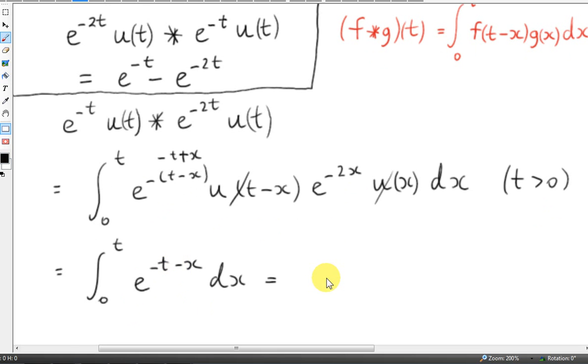So when we integrate e to the power of something, we just get it back. But we must divide by the coefficient of x, which is minus 1, because t is treated as a constant. This makes sense because if you use the chain rule to differentiate, you'll get back e to the power of minus t minus x, but you must multiply by the derivative of the power, which is minus 1. The minus 1 will cancel with this minus 1 here.